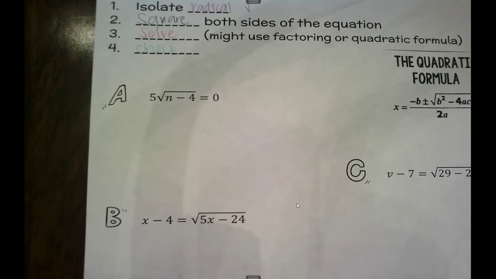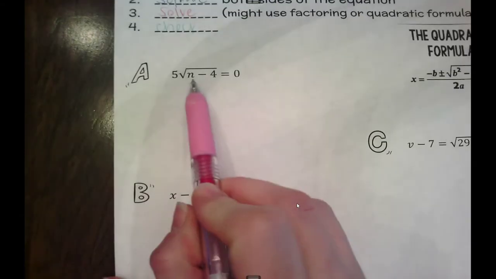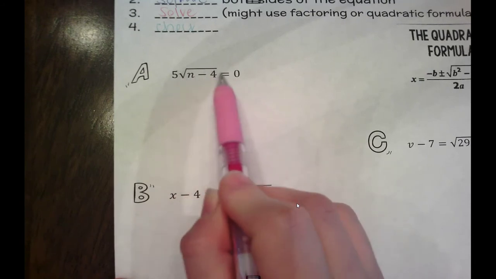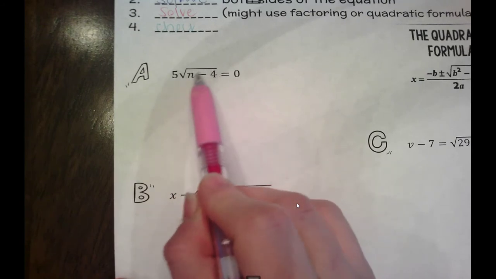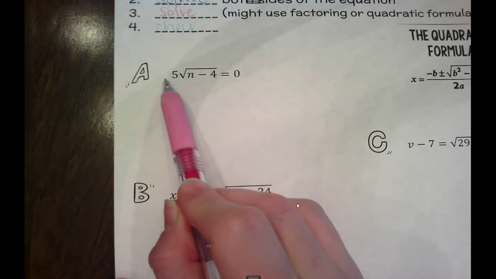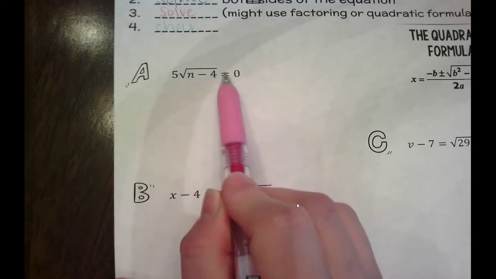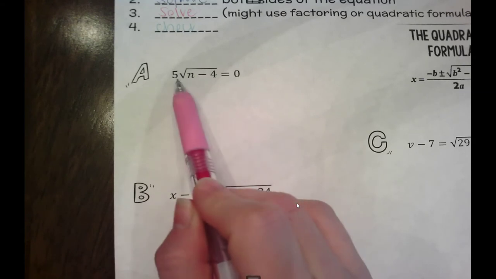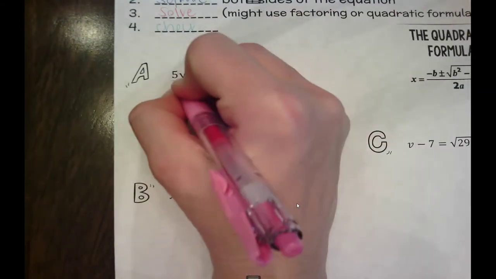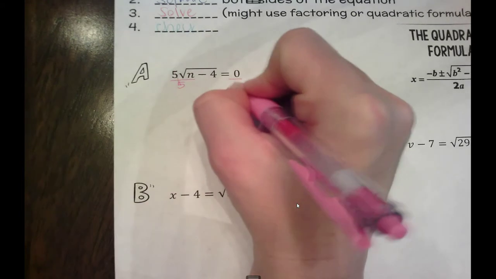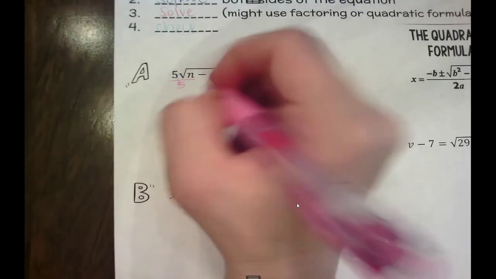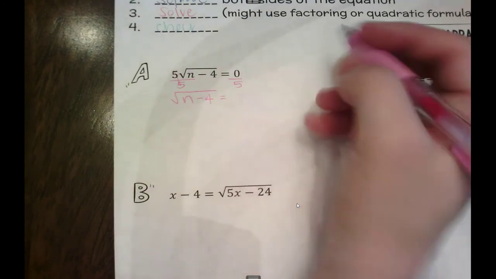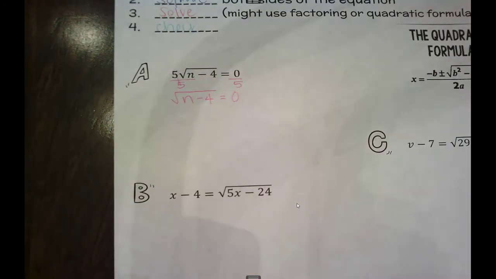So let's just dive right into this first example. We've got 5 square root of n minus 4 equals 0. So we need to isolate the radical and whatever's underneath the radical. That means that anything that's being multiplied, divided, added, or subtracted to it needs to go away before we can do anything else. So right now we're multiplying by 5. So remember, the opposite is divide by 5. So divide both sides by 5. And we're left with the square root of n minus 4 equals 0 divided by 5, which is just 0.